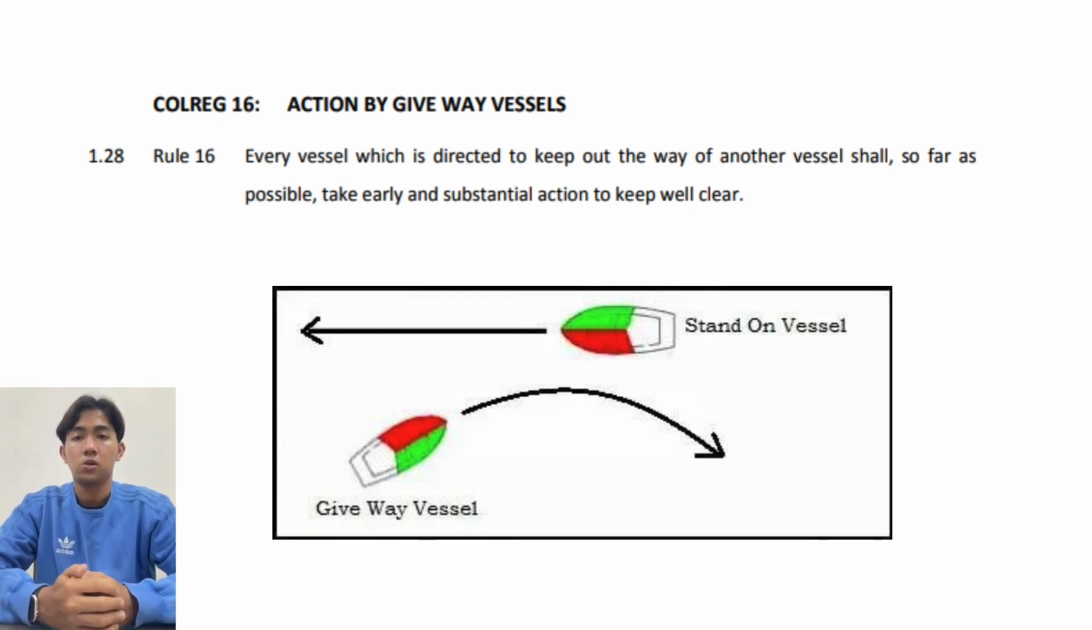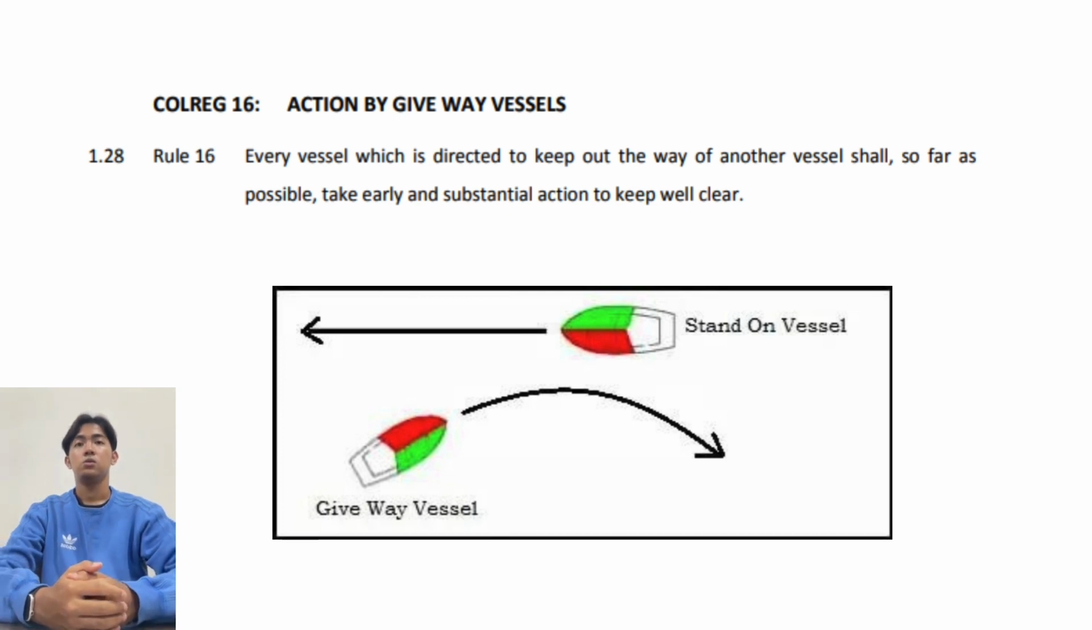Hello, today I want to talk about Rule 16. The first point of Rule 16 is early action. The give-way vessel should not wait until the last minute to take action. Early action is crucial to avoid a collision and provide ample time for both vessels to maneuver safely. Substantial action: the action taken by the give-way vessel should be noticeable and sufficient to avoid a collision. This may involve altering course, reducing speed, or stopping altogether.